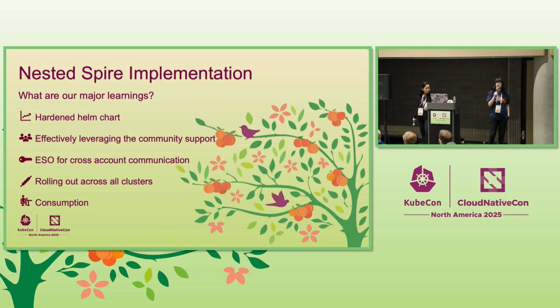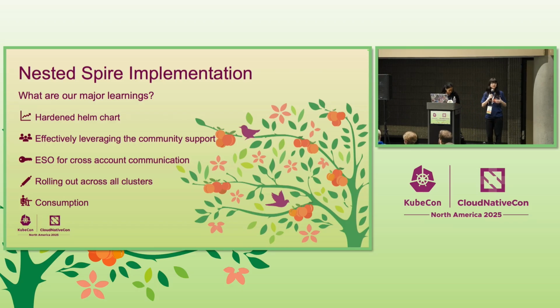So let's talk about our nested SPIRE implementation. What are our major learnings? What can all of you take away today and take home and say, I can implement that for my implementation? So a big one is the Helm chart. This was not around when we did our bespoke implementation, so we couldn't take advantage of it, but it is now. And this is tried, tested, true amongst many different companies, and so I highly suggest taking a look. And May's going to talk in more detail about it.